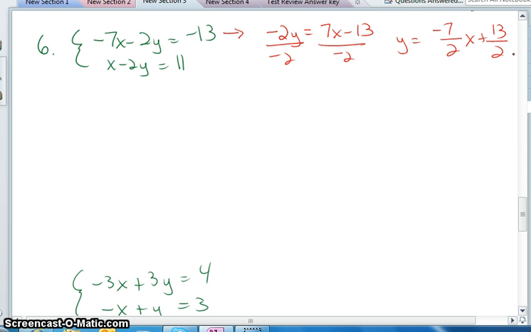Now before you go reaching for your calculator to change that into decimals, let me tell you something. That's going to be rough to work with, right? You don't like fractions. So if you can avoid it, avoid it. In this problem, you can avoid it. Let's look at this equation. Can I solve that for x?